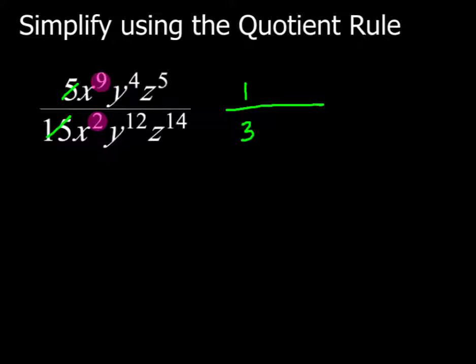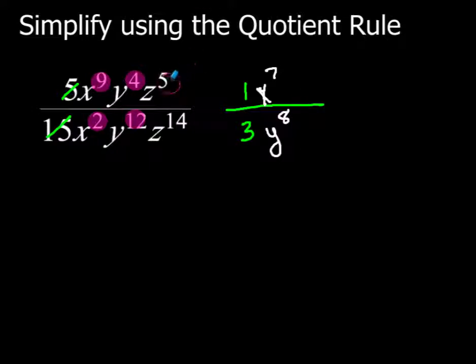So when I subtract those, 9 minus 2 is what number? 9 minus 2, 7. So since 9 is bigger than 2, we would have x to the 7th power. And then my y's, when I look at the y, I have y to the 4th and y to the 12th. So I'm going to subtract again. 12 minus 4 is 8. But since my denominator has a higher exponent, I would have my y's to the 8th power in my denominator.